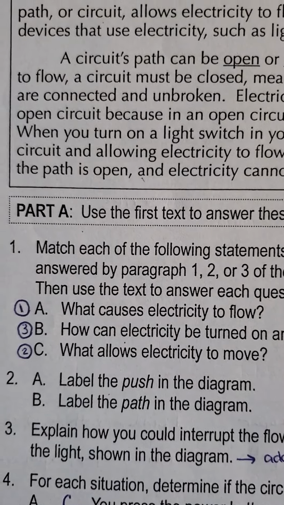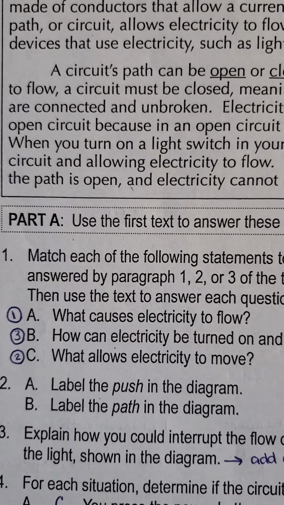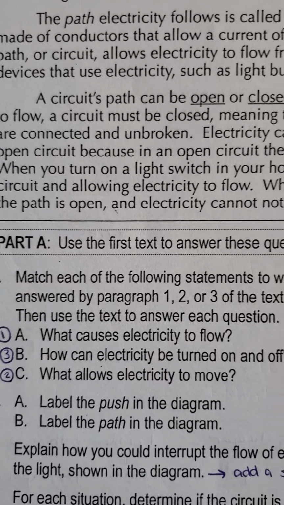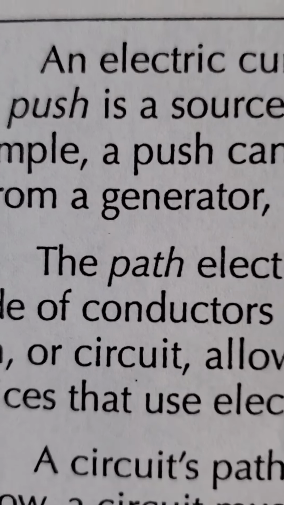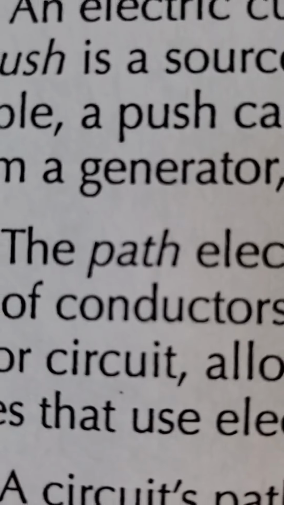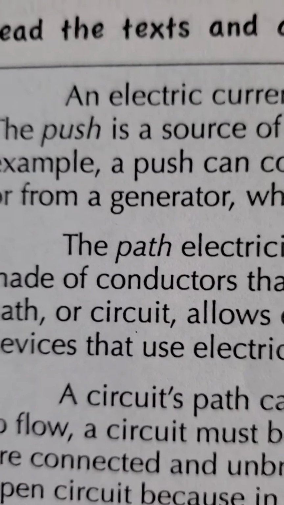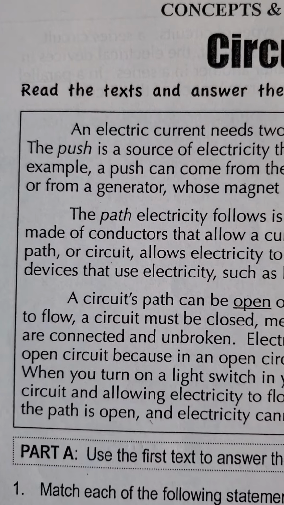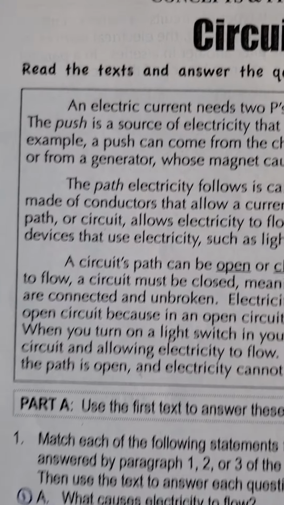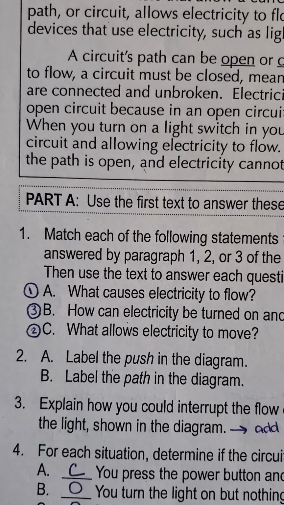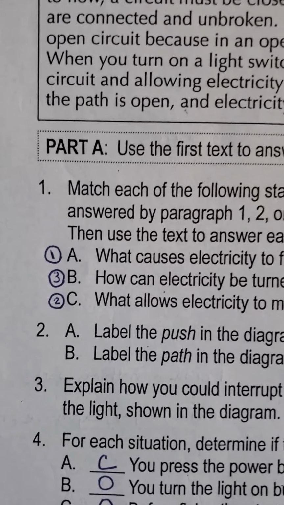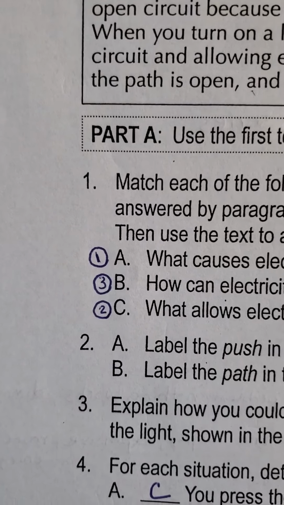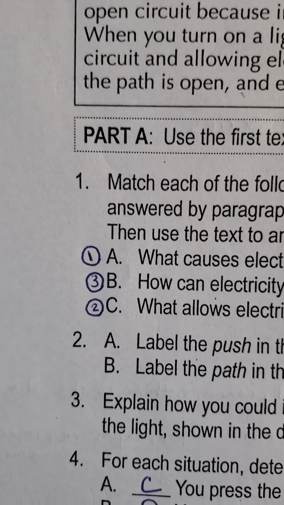And the last one here, 1C, says, what allows electricity to move? Well, we know electricity can't flow unless it has, there's that word right in the middle there, path. Electricity needs a path to flow. If there is no flow, electricity is not moving. So there you go. 1A is paragraph 1. 1B is paragraph 3. And 1C is paragraph 2.